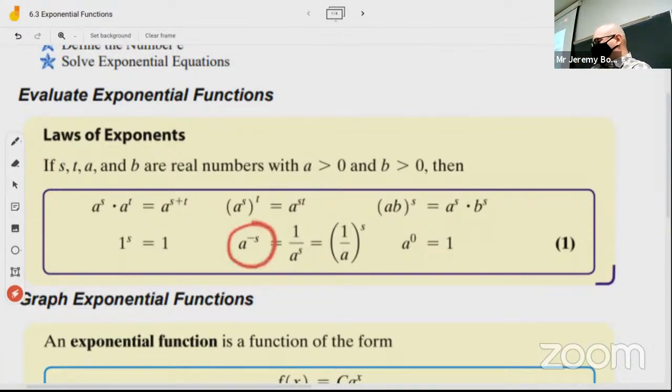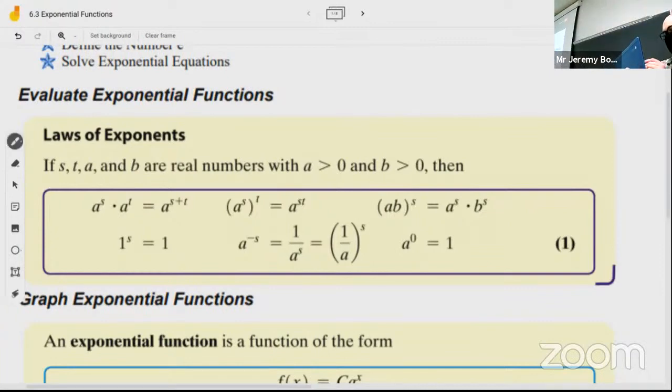This one I think we talked about earlier in the semester. You have A raised to the negative S. So A raised to a negative exponent. That's the same thing as 1 over A to the S, which is the same thing as 1 over A, the whole fraction, raised to the S. Remember that you reciprocate it, you bring it to the other side of the division. Any questions on that? Because we're definitely going to be using that one.